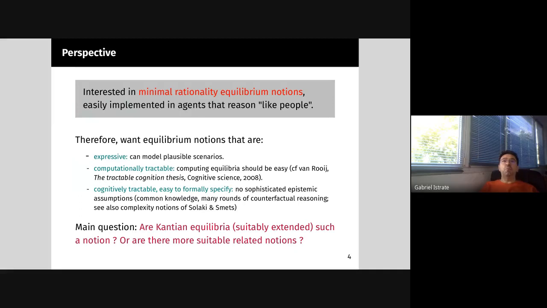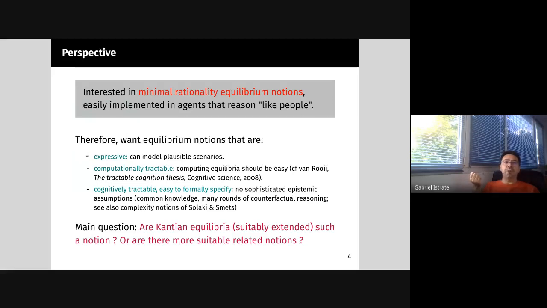We're going to study Kantian equilibrium from a minimal rationality perspective, where we're looking for equilibrium notions that are easily implementable in agents that reason the way people reason. This puts some constraints on the kind of notions that we want to study. We want equilibrium notions that are expressive, in that they model plausible interaction scenarios between people. They have to be computationally tractable. If it's hard to compute an equilibrium, then people aren't doing that. This is, of course, related to van Rooij's tractable cognition thesis. They should also be cognitively tractable, in the form of not requiring sophisticated epistemic assumptions from agents, things like common knowledge or many rounds of counterfactual reasoning, which people empirically are not good at doing. This can be formalized to a certain extent using recent notions developed by Solaki and Smets.